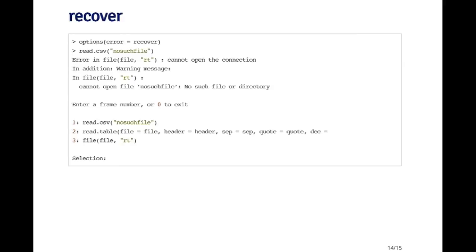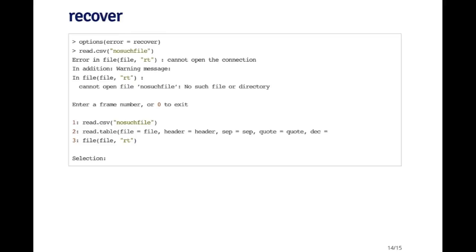This menu is the function call stack. It's the same thing you would get back if you called traceback after the error. So read.csv is what I called. Remember, read.csv is just a wrapper for read.table. So read.csv called read.table, and then read.table called the file function because it wanted to create a file connection with my file, but there's no such file. When it tried to create that file connection, obviously it couldn't find the file, and that's where the error occurred. So the error occurred at this third level in the function call stack.